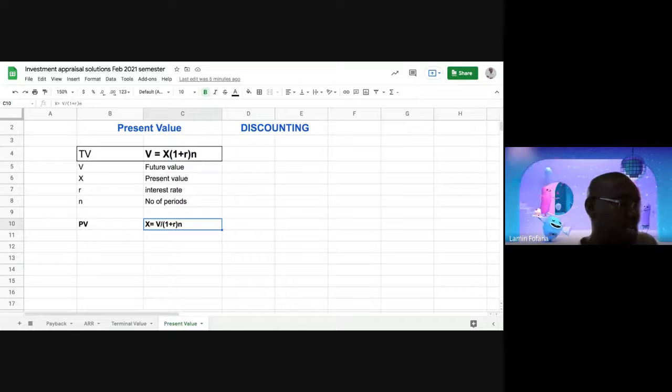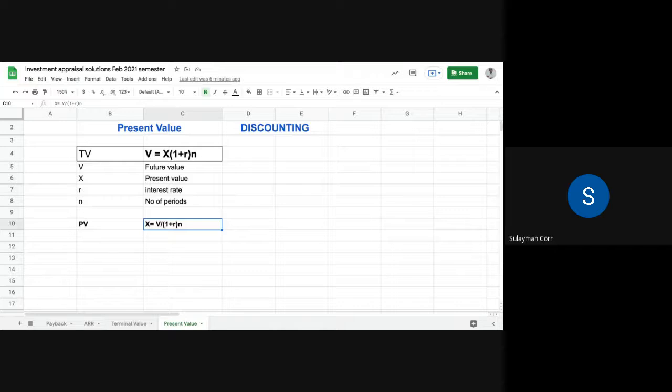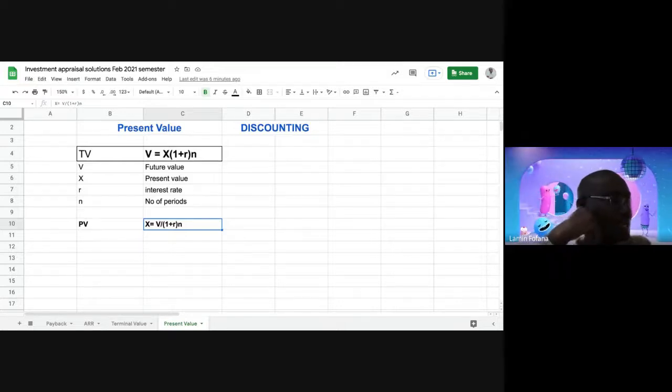So after 2 years also, take 12,100 divided by your 1 plus R raised to power n. That will be 1.1 raised to power 2. So do that: 12,100 divided by 1.1 raised to power 2. How much is that? 10,000. 10,000, excellent. So do the same thing, 13,310 divided by 1.1 raised to power 3.